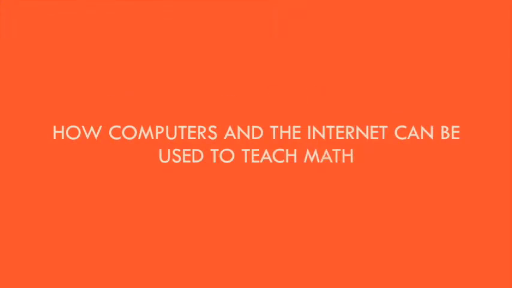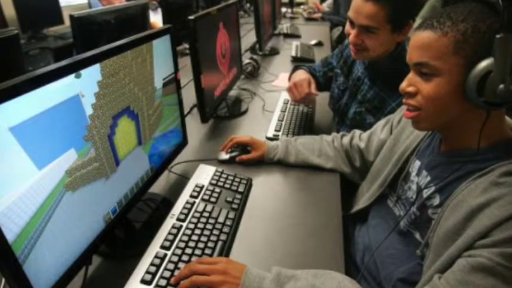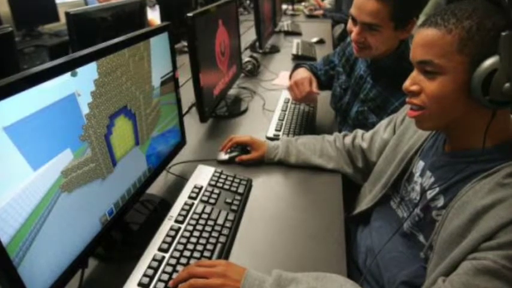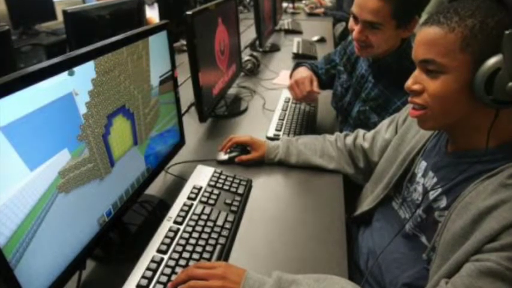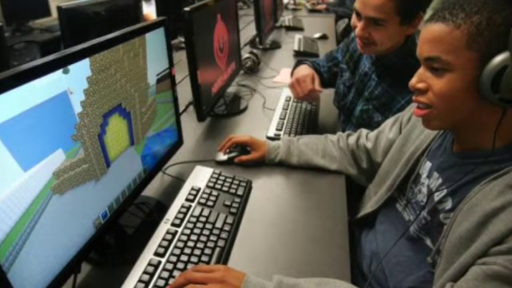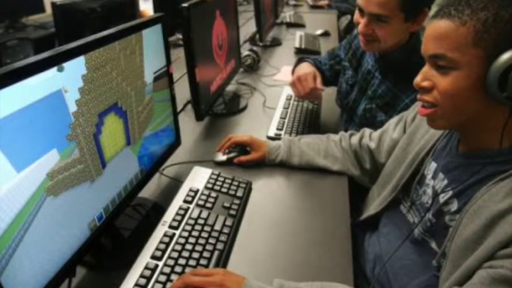In today's module, we will discuss how computers and the internet can be used to teach math. Let us begin with addressing the inherent challenges students with disabilities have with learning math. Math disabilities can arise at nearly any stage of a child's scholastic development.